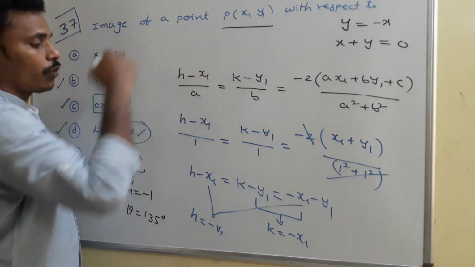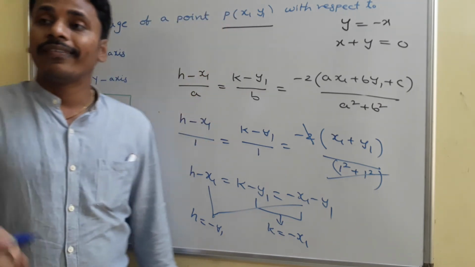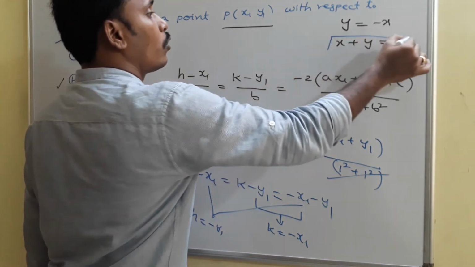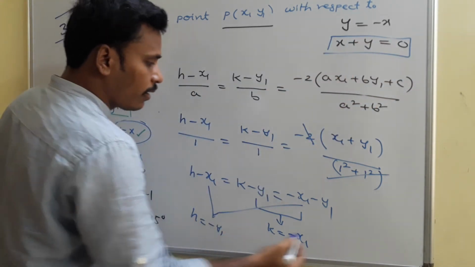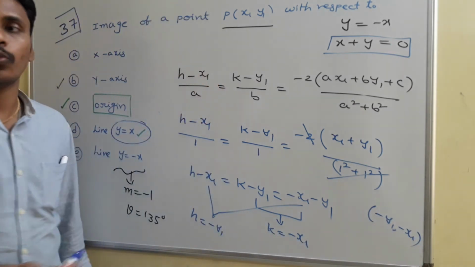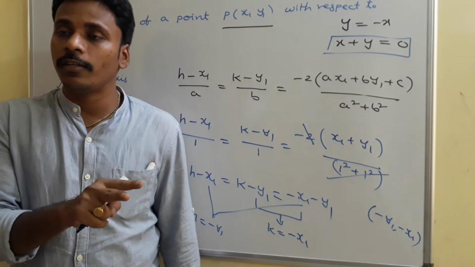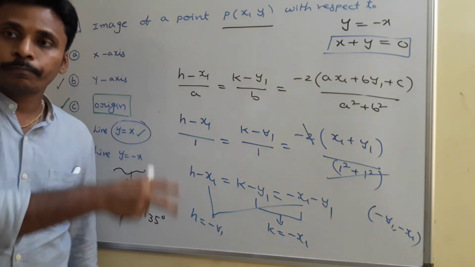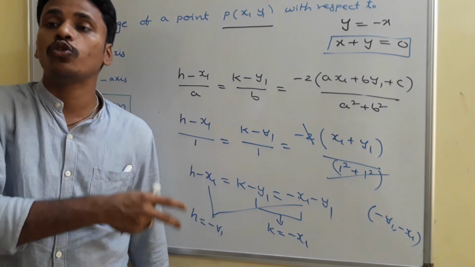So if P(x1, y1) is the given point, then its image with respect to the line x + y = 0 is given by what? (−y1, −x1). See, x and y, the position should change as well as the signs will change from plus to minus. This is the way of finding the image using the formula.